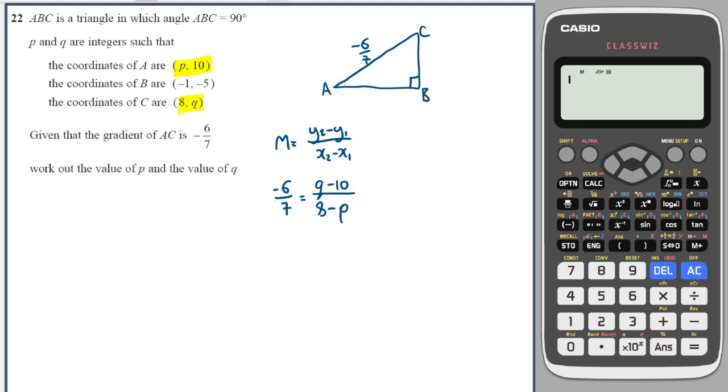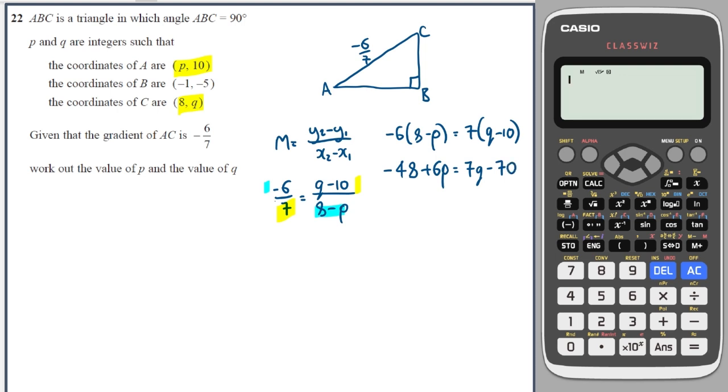What I'll do is pick up the denominators and multiply them to the other sides. Pick up this denominator, multiply it to that side. So cross multiplying is going to give me minus 6 lots of 8 minus p is equal to 7 lots of q minus 10. I'm then going to expand the brackets. I'm going to get minus 48 plus 6p is equal to 7q minus 70.